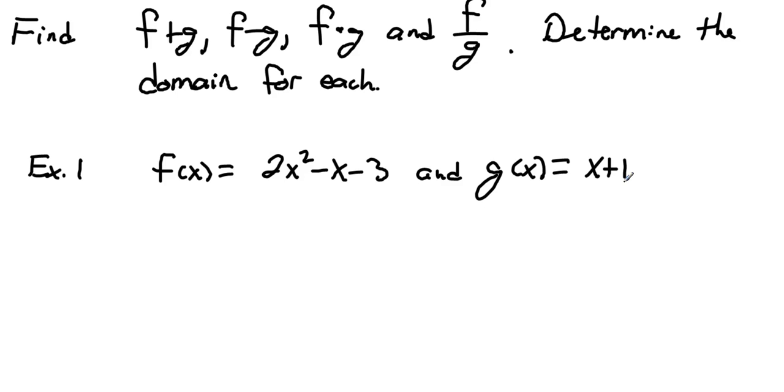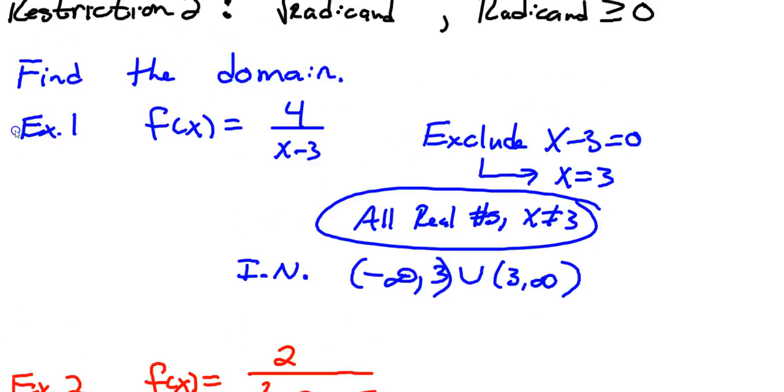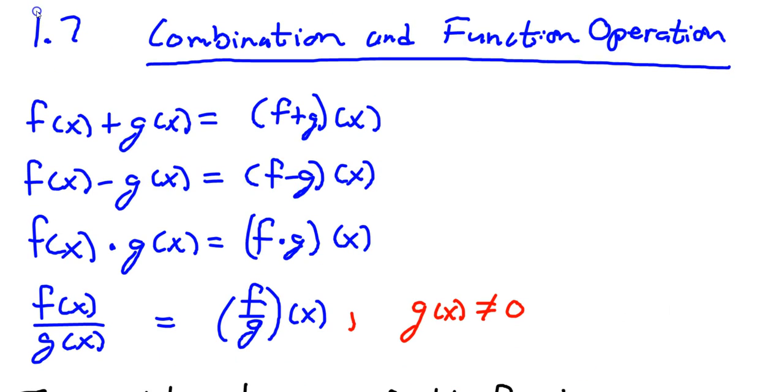Okay, so f of x is 2x squared minus x minus 3, and then g of x is just x plus 1. Okay, now, one thing, I may have forgot to put these back here. When you're doing this, if you've got room to go back up here, kind of put these in.